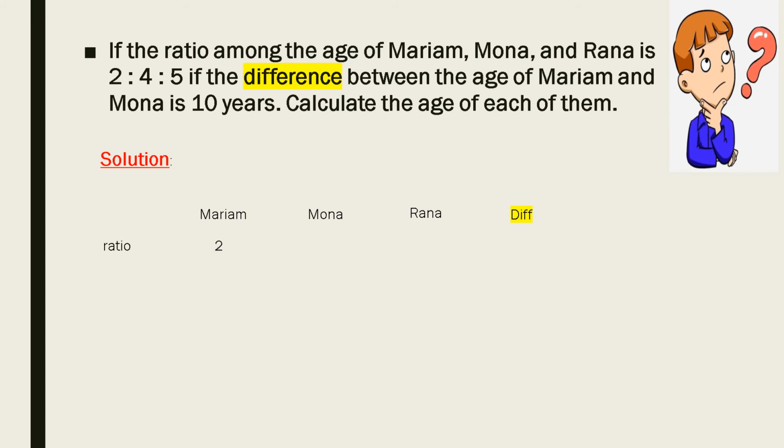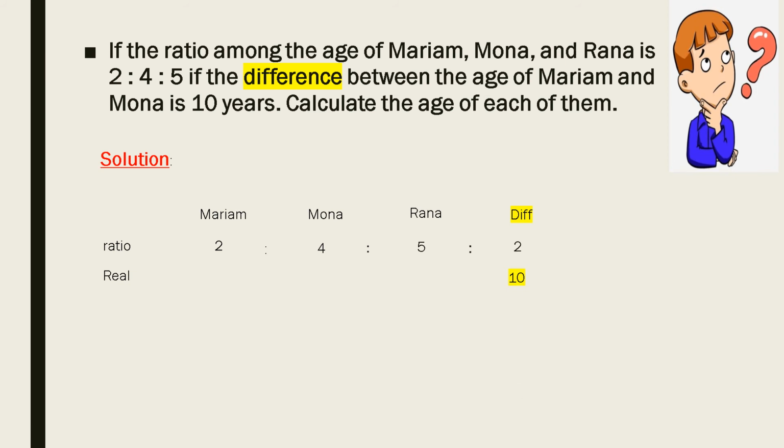Then we write the ratio 2 to 4 to 5. We have the real difference, which is 10 years. As we do in real, we do in ratio. 10 years in real is the difference between Maryam and Mona, so I need to find the difference between the ratio of Maryam and the ratio of Mona. We subtract 4 and 2 to get the answer 2.